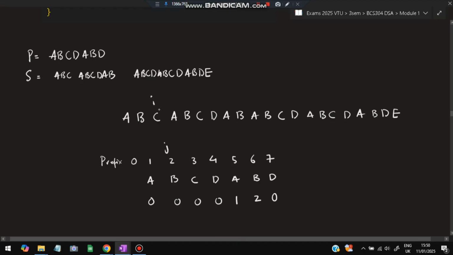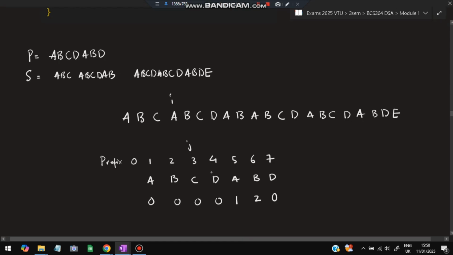Okay, now again i is pointing to c, and j plus 1 is also pointing to c. So both are equal. Again increment. Okay, after that I will be incrementing here. Now next, i is pointing to a and j plus 1 is pointing to d. Are both equal? No, both are not equal.